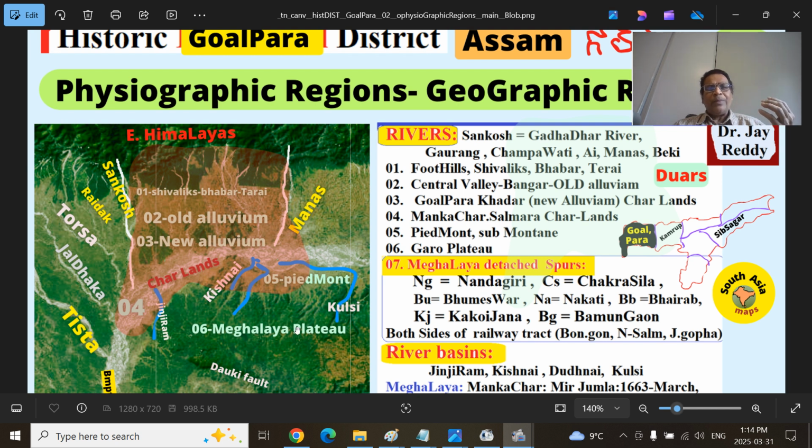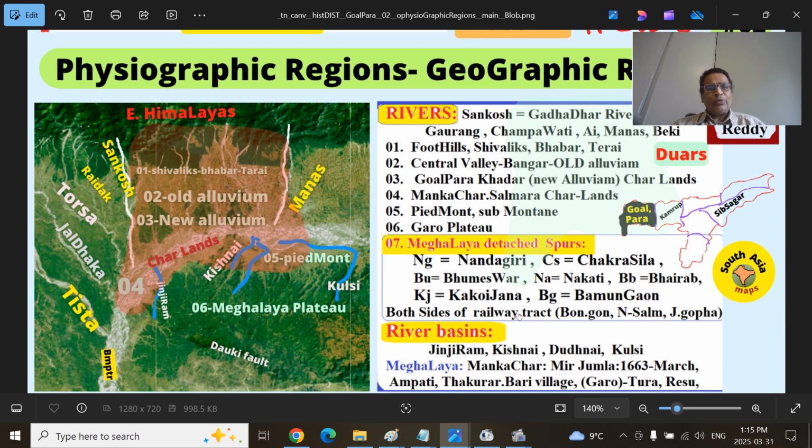Of course, this is the Garo hilly region and Khasi hilly region and Jaintia hilly region, the Garo Plateau. The Meghalaya detached spurs that are present in this region are the Nandagiri, Chakrasila and Bhumeshwar and Nakkati and Bhairaba and Kakoijana and Bamungavan, which we will look at in much more detail next.